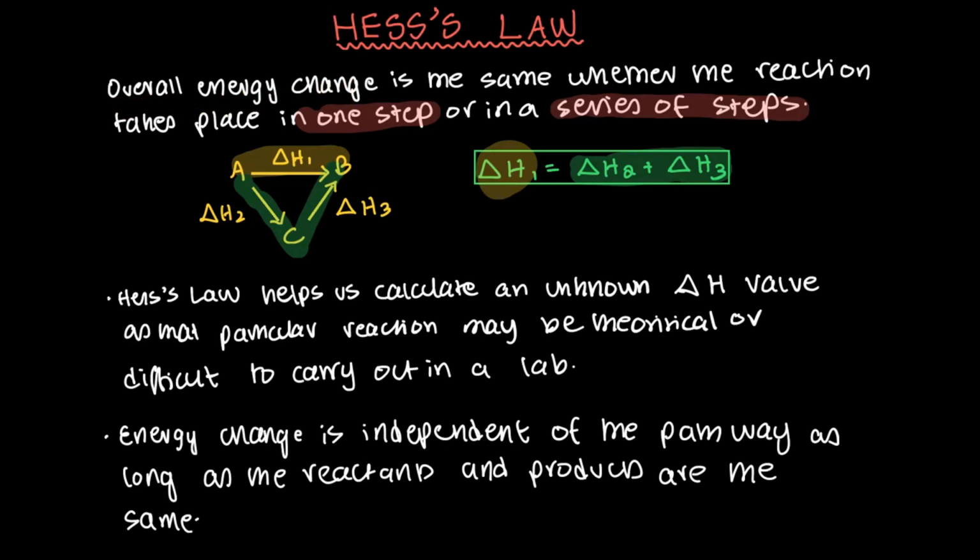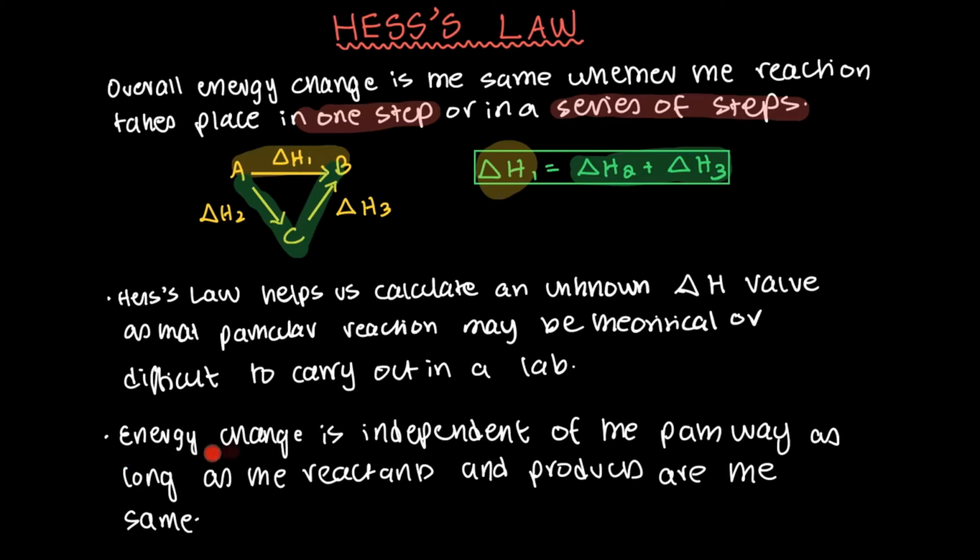Now this is basically the basics of Hess's law. Hess's law is going to help us calculate an unknown delta H value for any particular reaction. Now this reaction might be theoretical or it might be very difficult to carry out in a laboratory. So because of that, you use Hess's law to figure out the energy changes, so you don't actually have to physically carry out the reaction.